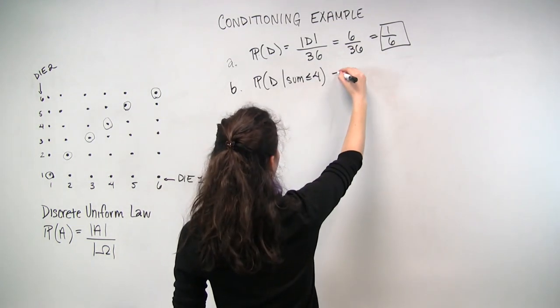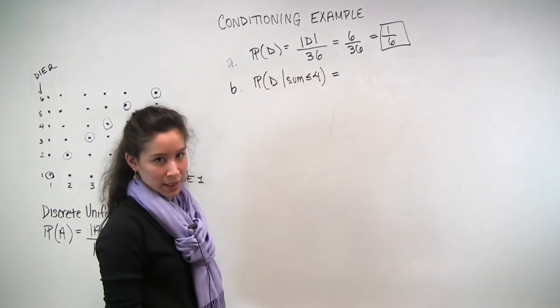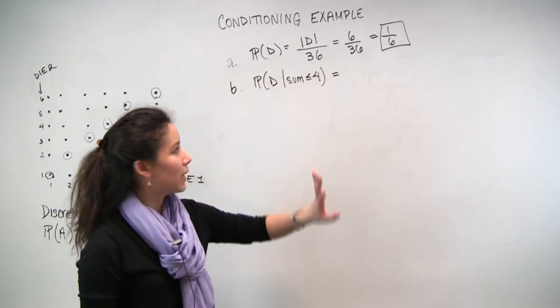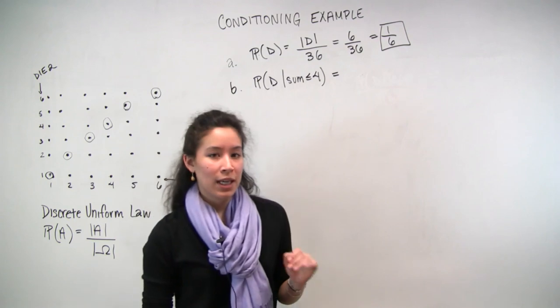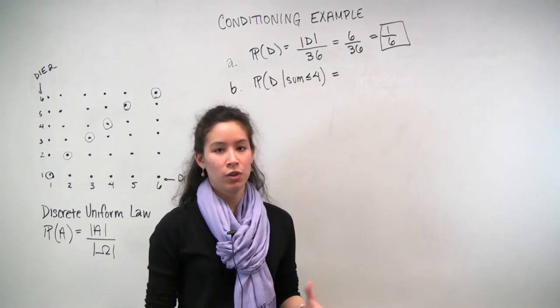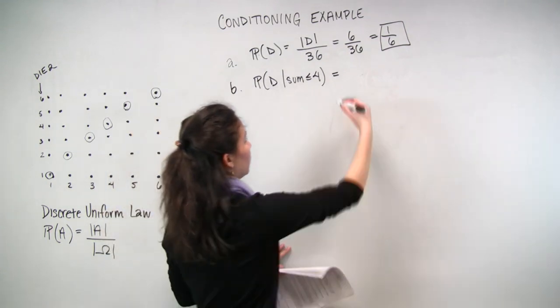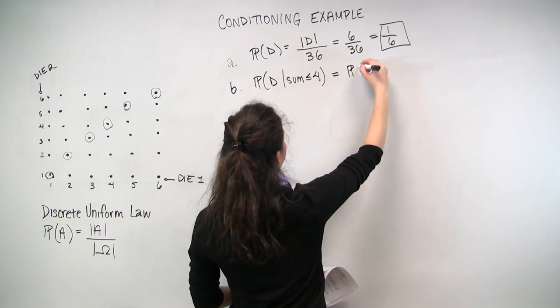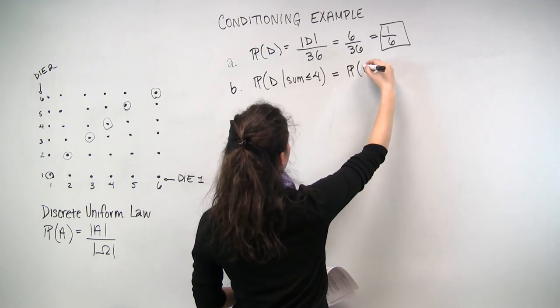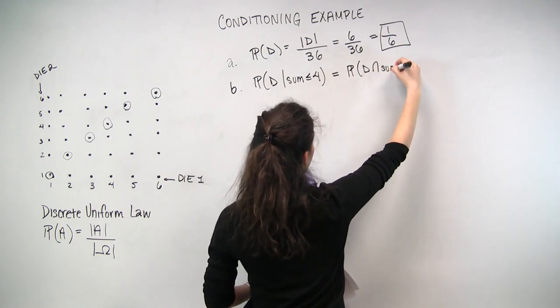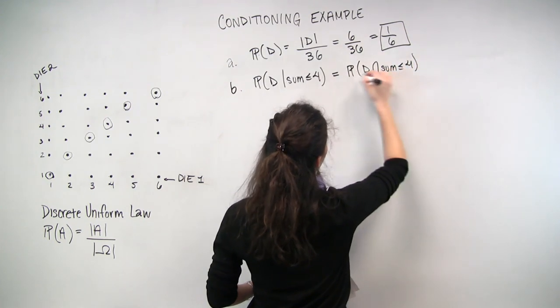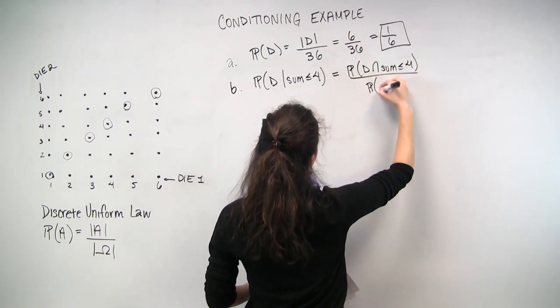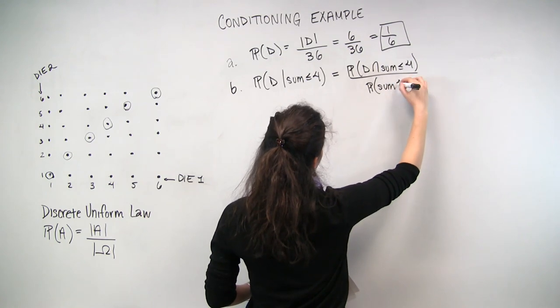So there are 2 ways we're going to go about solving part B. Let's just jump right into the first way. The first way is applying the definition of conditional probability. So hopefully you remember that this is just the probability of D intersect sum less than or equal to 4, divided by the probability of sum less than or equal to 4.